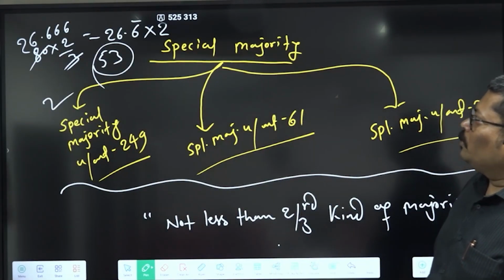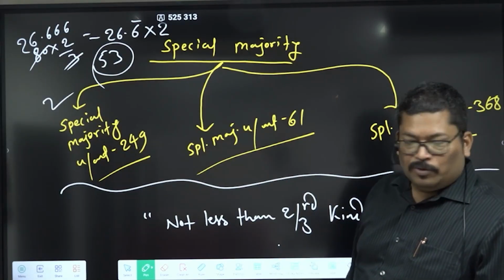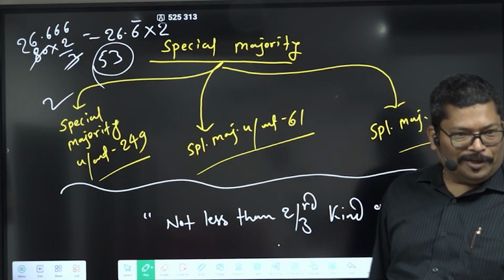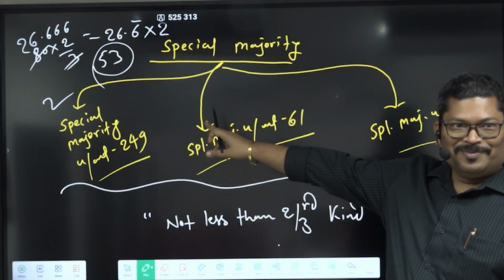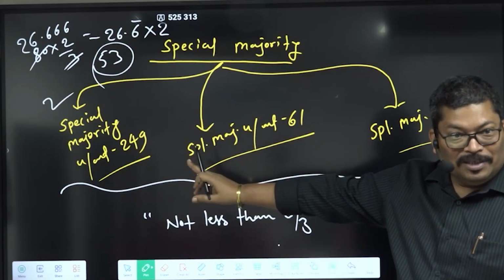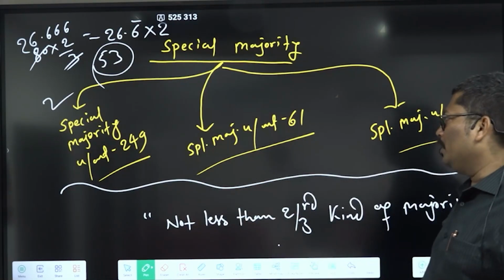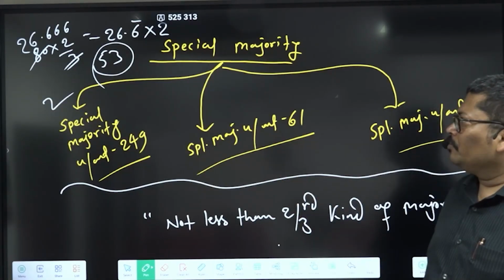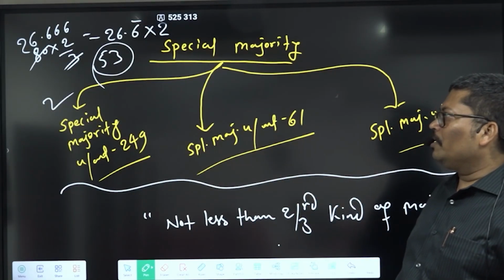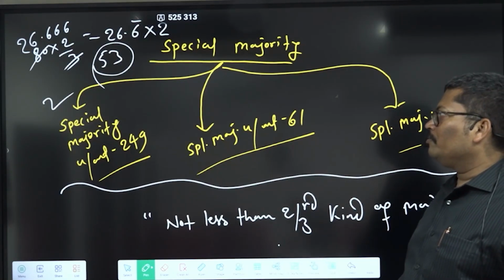So 26.6 bar on head of 6 multiplied by 2 results into what? 53. So not less than 53. Not less than two-third of present and voting. Fine. Special majority under Article 61.